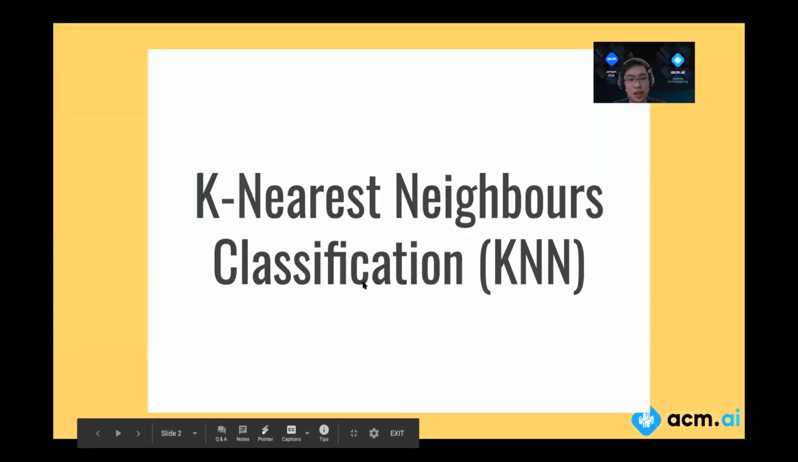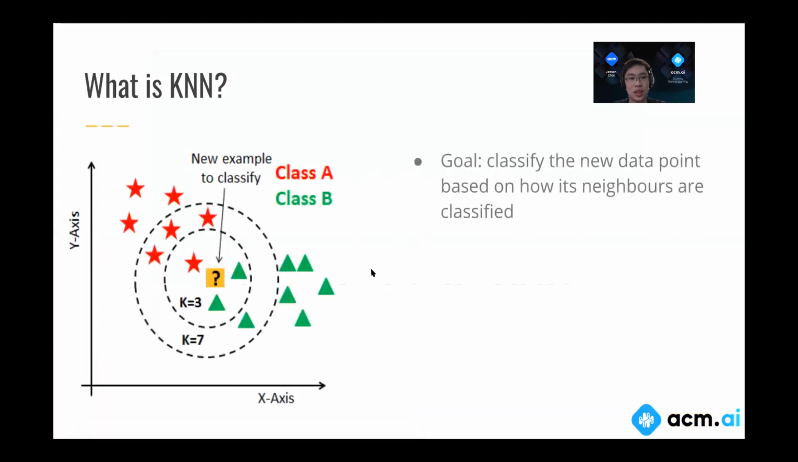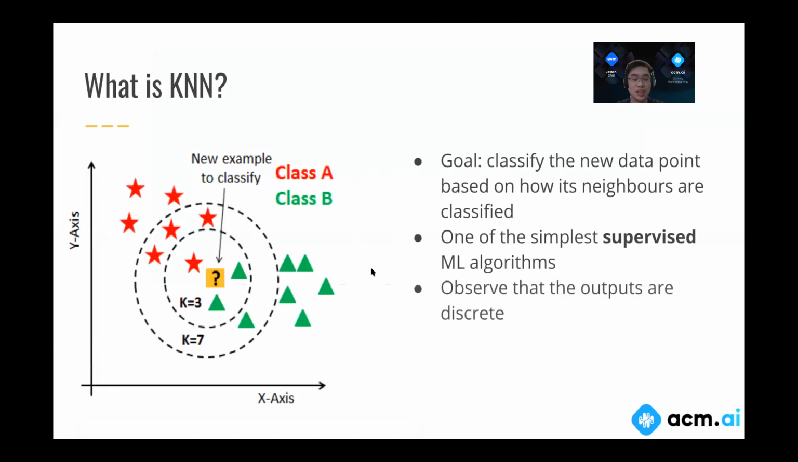All right, let's get straight into KNN classification. So what is KNN? KNN is kind of similar to logistic regression that we went over in the last 2 weeks, where we're trying to classify the new data point into either class A or class B. The goal is to classify the new data point based on how its neighbors are classified. We're going to go into detail about how that works in just a moment.